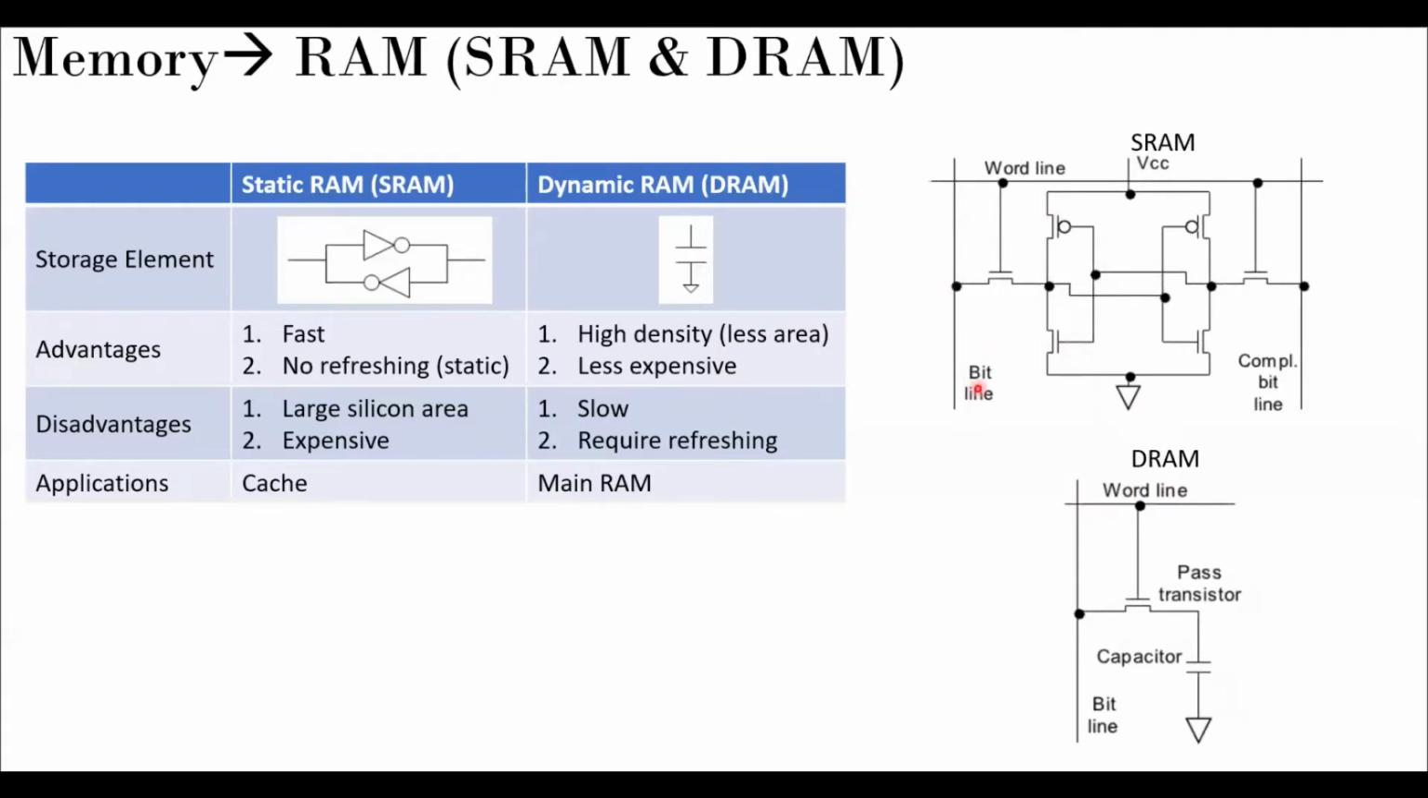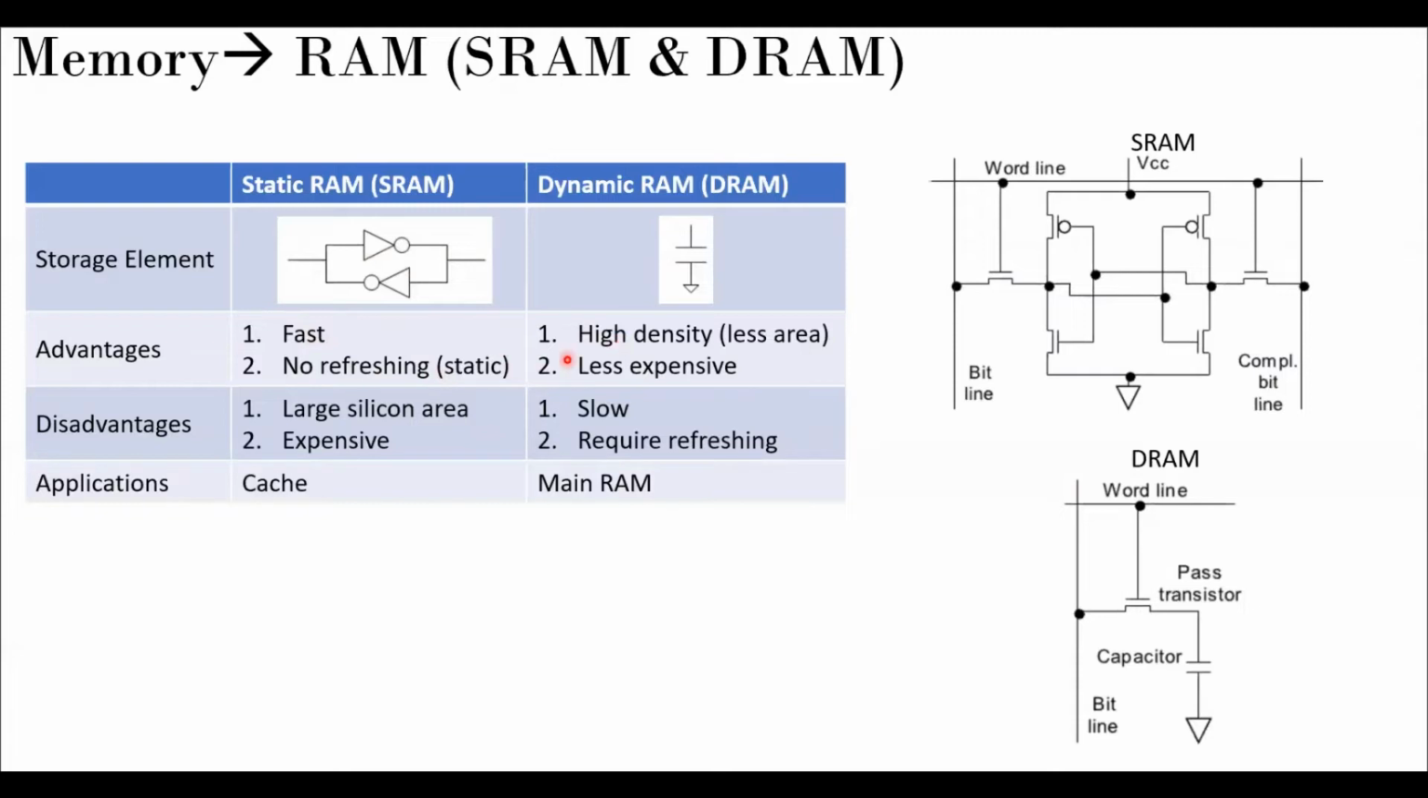Okay, so this is a bit line and this is a complementary bit line, and similarly here there is only 1 bit line, and this nicely represents the original and complement sort of thing here. So 1 and 0 is represented here, and here 1 and 0 is represented by full charge, no charge of this capacitance. So if you see the advantages of static RAM, it is fast and there is no refreshing required.